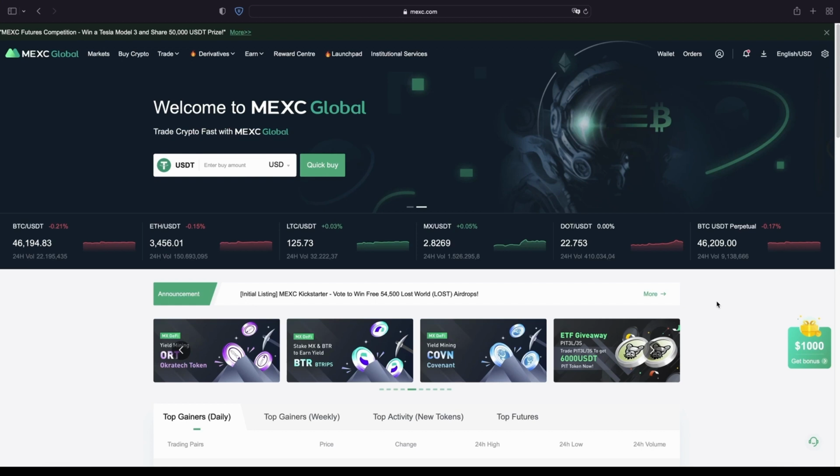MEXC is a platform that was founded in 2018, so it's been around for about 5 years now, and it's grown a lot since. It supports 180 trading pairs that you can use on the platform, which is quite a lot.